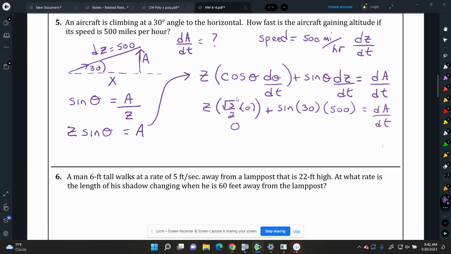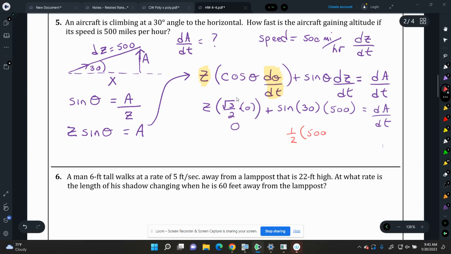Let's look at that again. Here's our formula. We differentiate it. d theta dt is 0. So although I don't know Z, it becomes a non-issue because it's going to zero out. Speed is the derivative of the distance, so speed is dz dt, so that's 500. Now, what is the sine of 30? 1/2. So then it's 250.